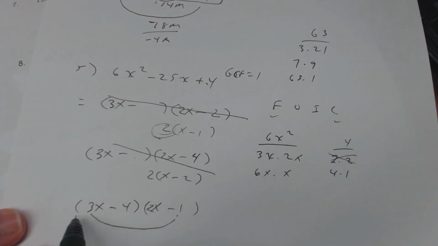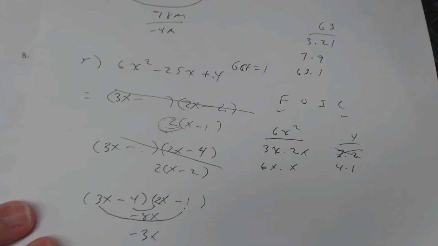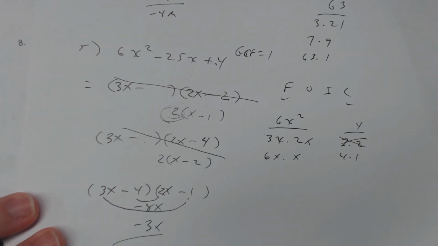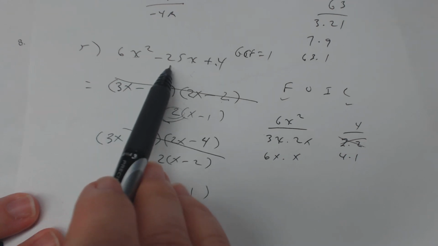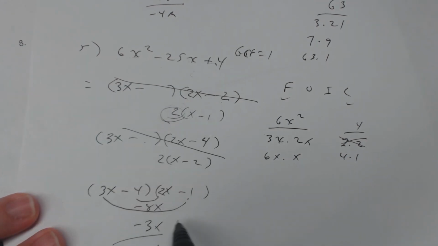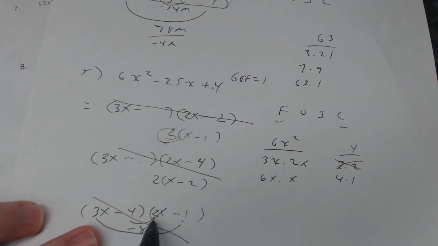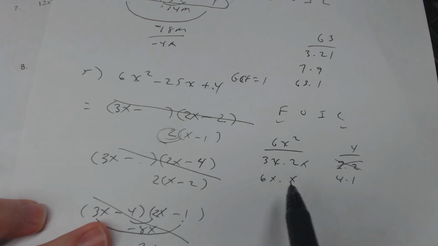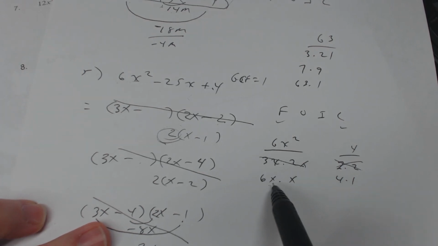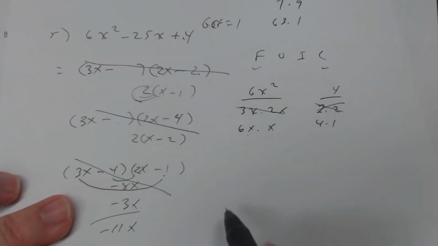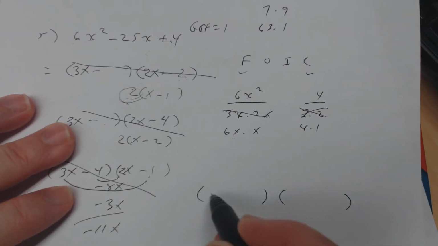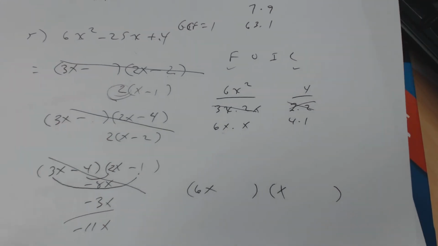Look at the outer. The outer is a negative 3x. The inner is a negative 8x. When I add them up, I get a negative 11x, but that's not what I wanted. I want a negative 25x. So what that tells me is that instead of using 3x and 2x, because I used up all possibilities here, I need to use 6x and x. So let's try 6x and x and see what happens.